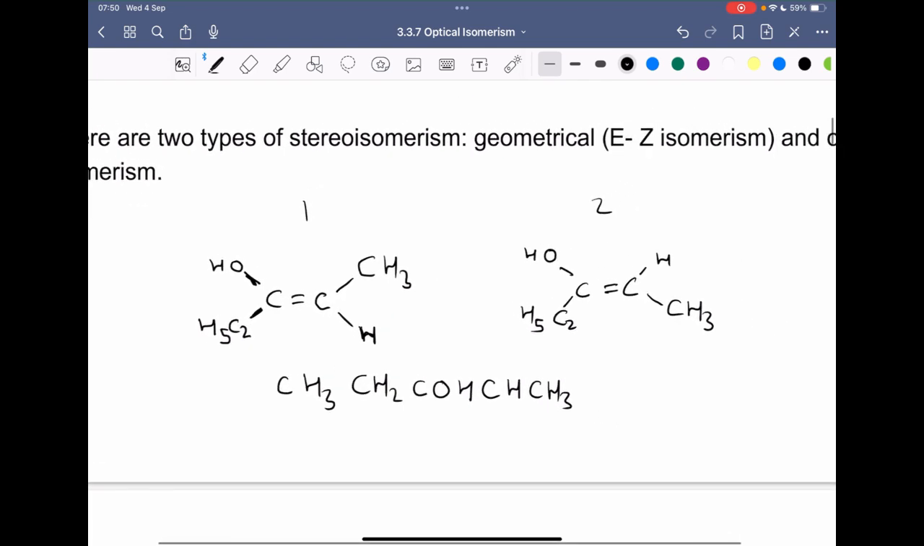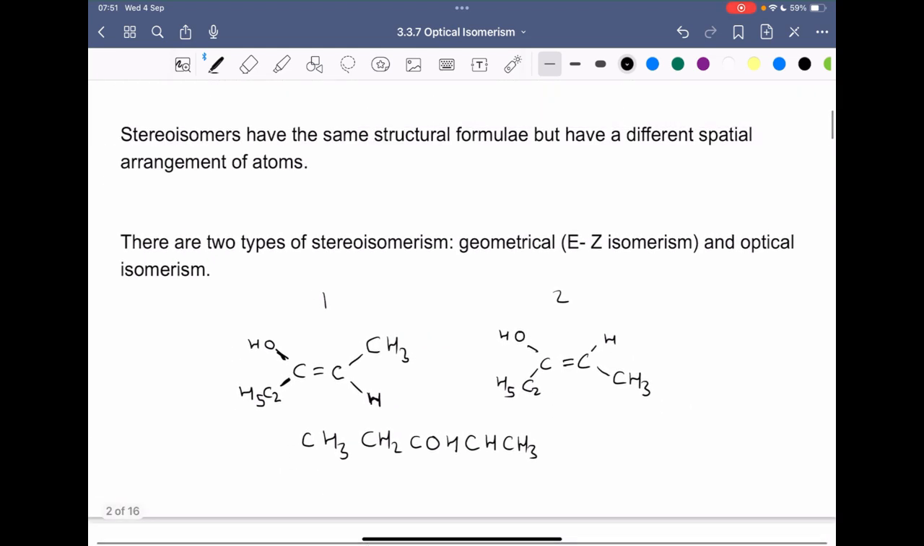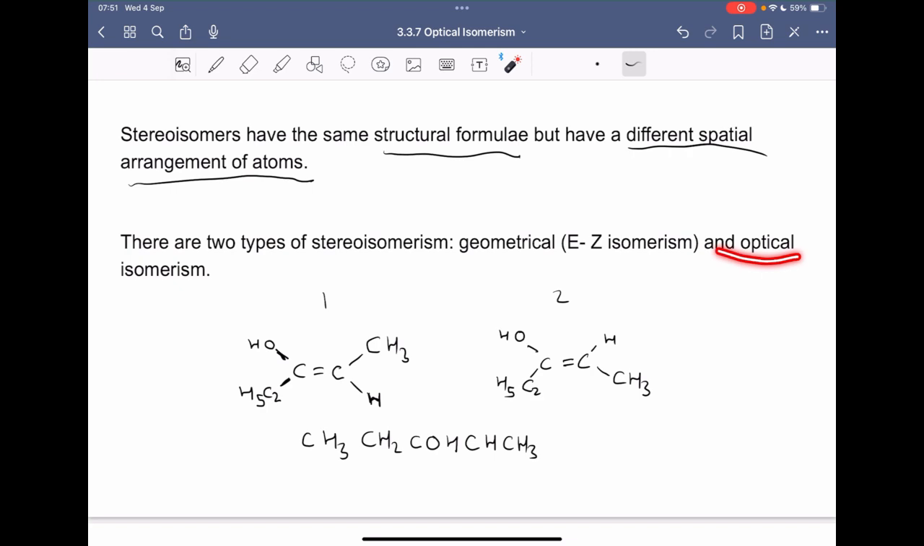Okay, however, if you notice, these atoms are arranged differently. Okay, and we went through why in the alkenes topic. Okay, so this is an example of stereoisomerism. Okay, because it has the same structural formula but different spatial arrangement of atoms. Okay, now another type of stereoisomerism is optical isomerism.